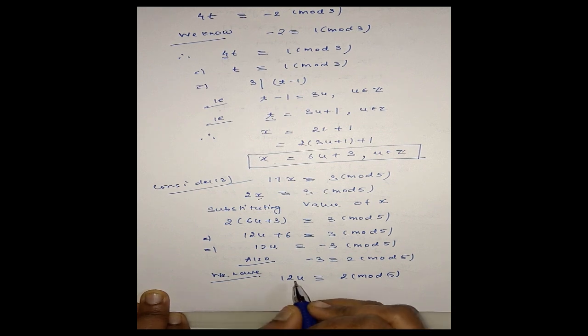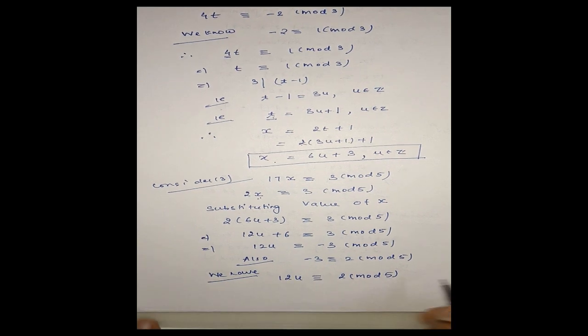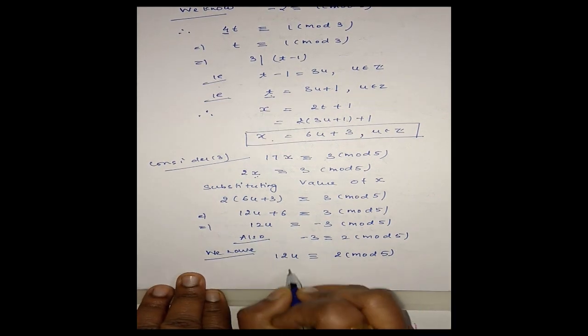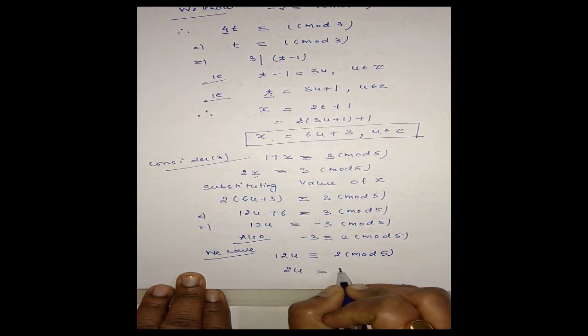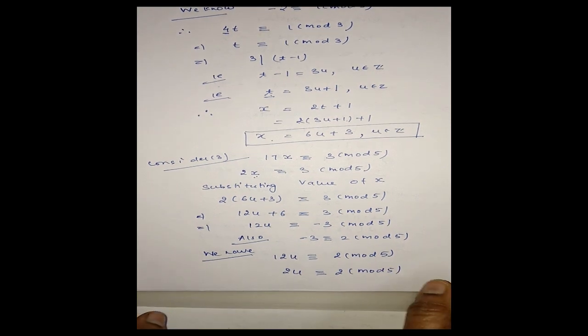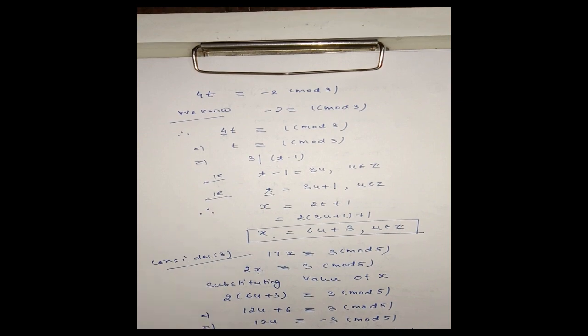Clear? Now again this 12 is more than 5. Now dividing 12 by 5 and writing the remainder here, this is 2u is congruent to 2 modulo 5. I can write like this.